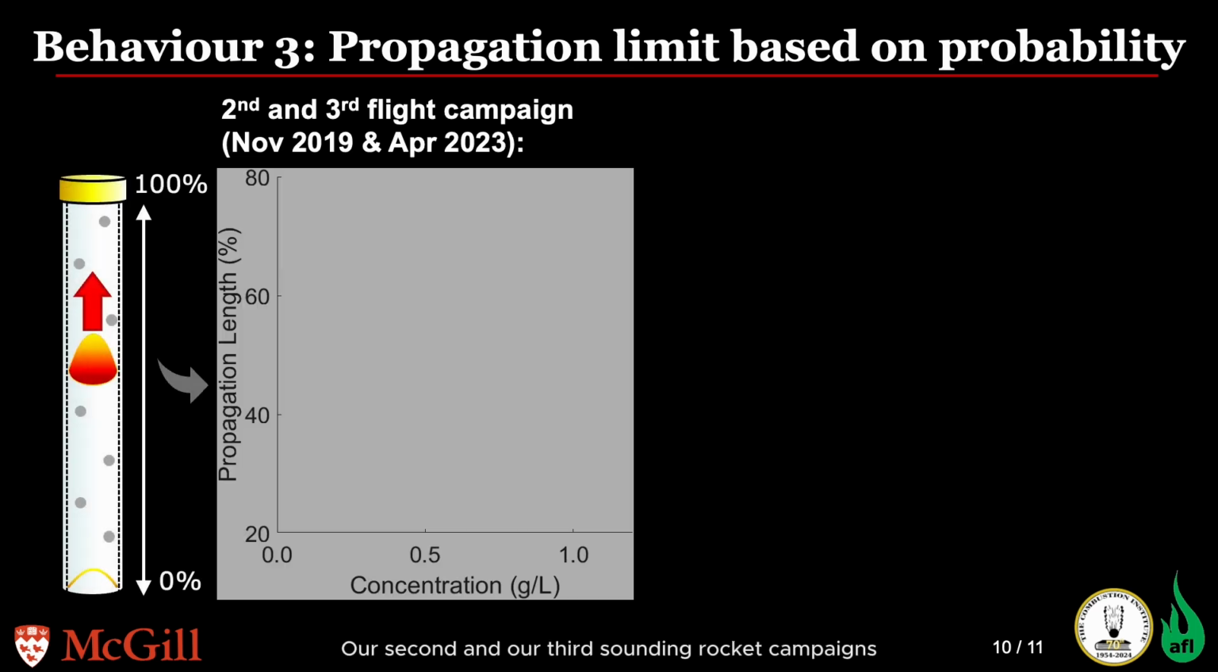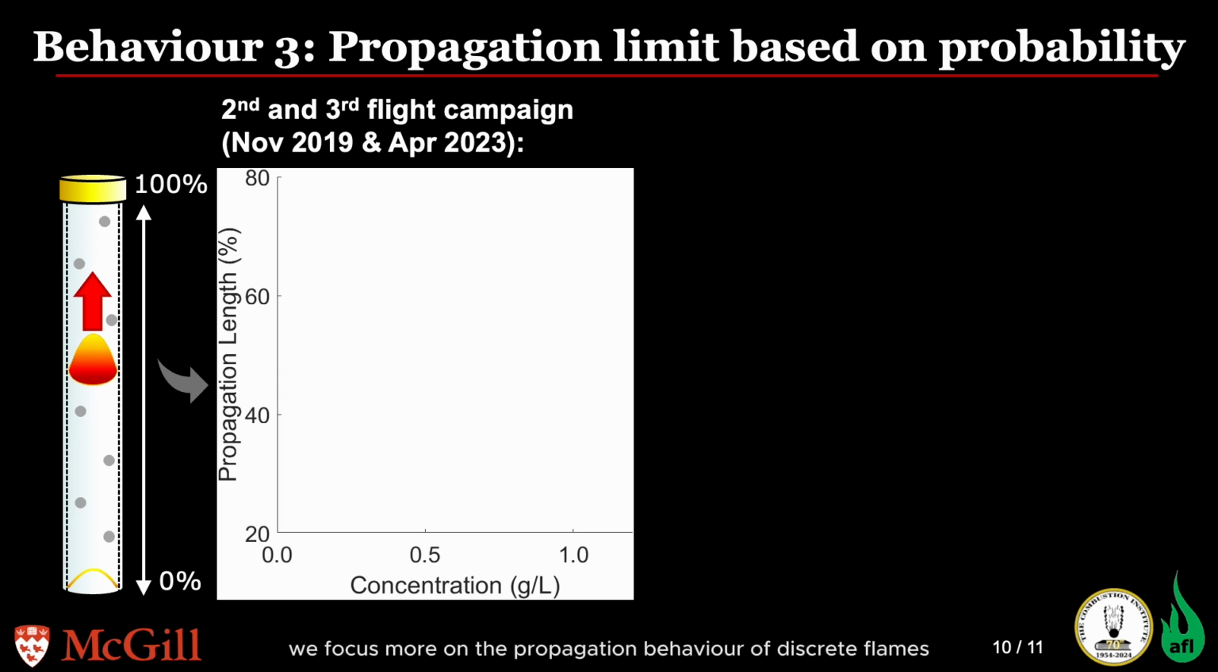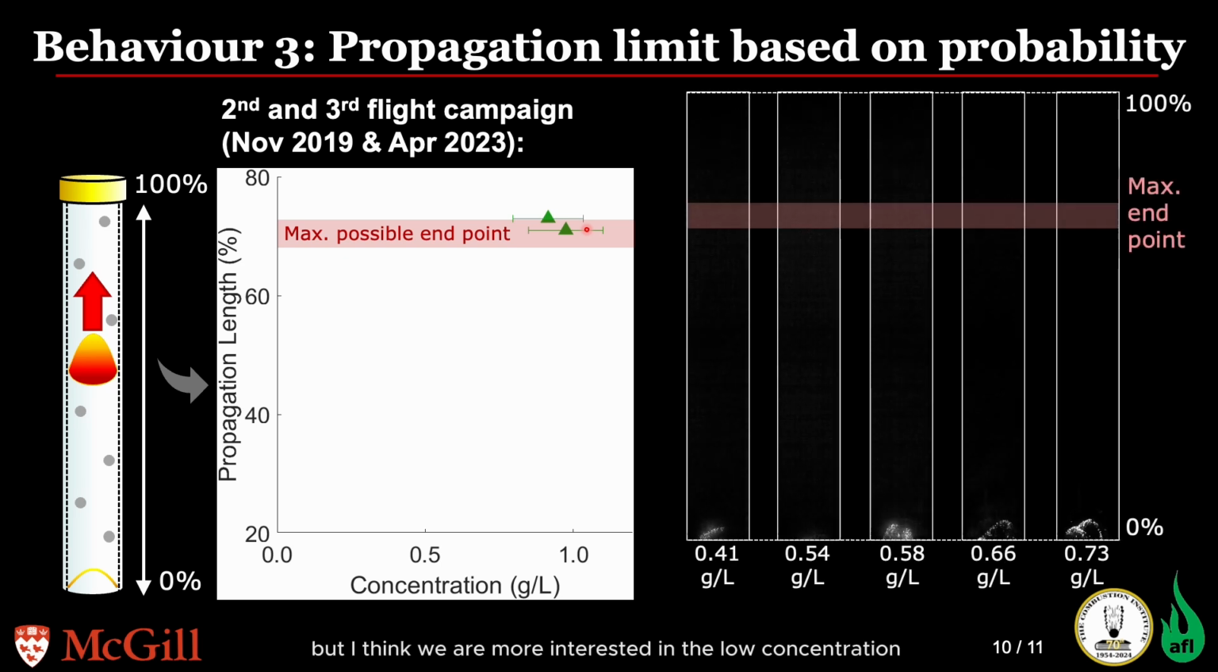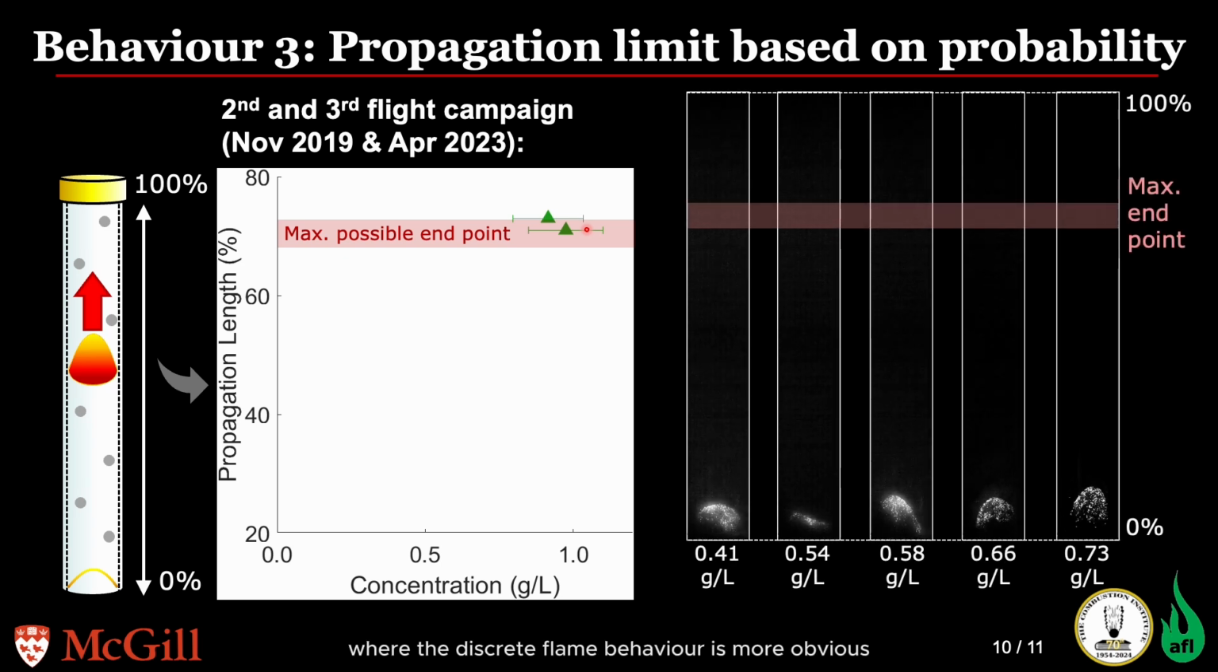In our second and third sounding rocket campaigns, we focused more on the propagation behavior of discrete flame, and here we measure the propagation length of the flame in our combustion tube. If we have a high concentration of fuel, we expect the flame can always propagate until the maximum possible endpoint, as shown in our experiment here. But I think we are more interested in the low concentration, where the discrete flame behavior is more obvious.